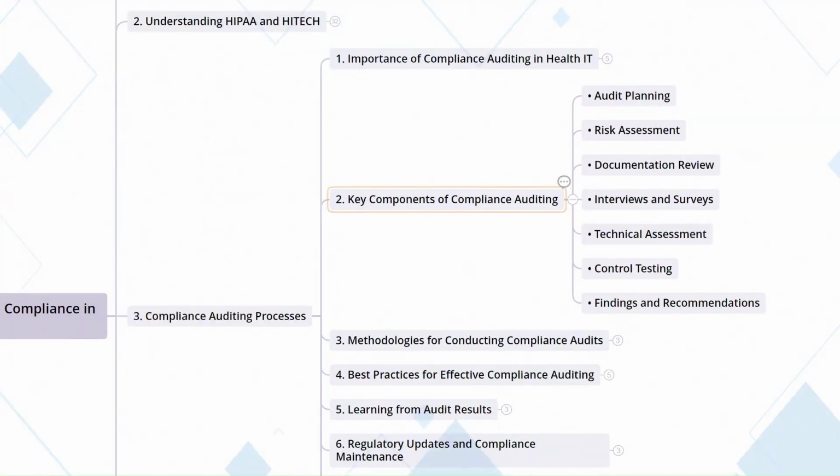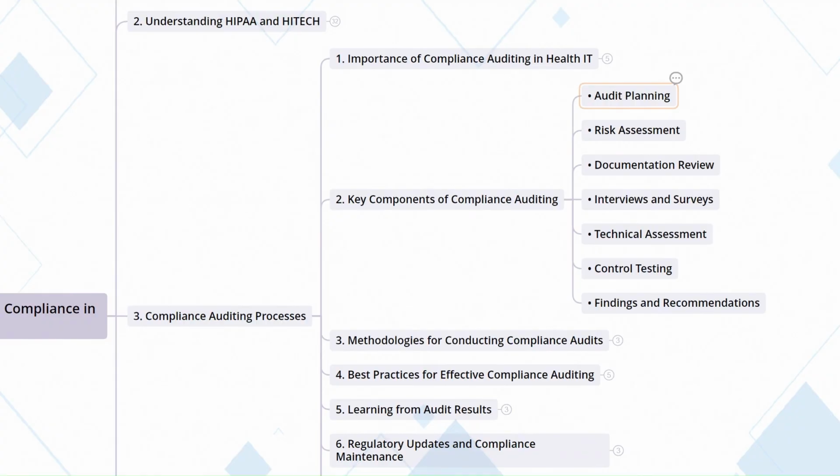Next, key components of compliance auditing. The compliance auditing process involves several foundational components that ensure a thorough examination of policies, procedures, and practices. These include audit planning, risk assessment, document review, interviews and surveys, technical assessment, control testing, findings and recommendations.